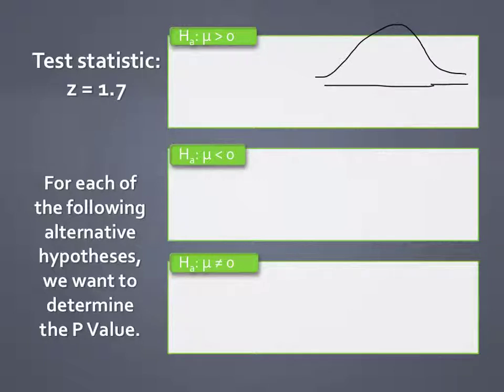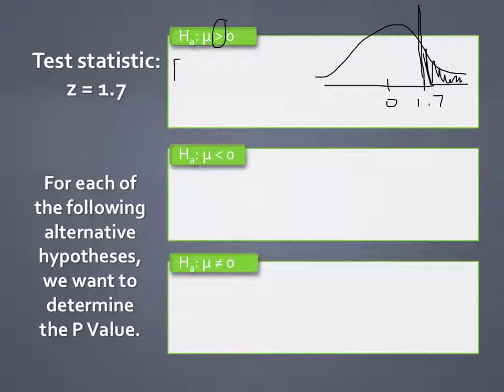I'm going to put 0 right in the middle. We know that 1.7, because it's positive, would fall above 0. And this first alternative tells us to shade above the curve because the alternative hypothesis is greater than 0. I'm going to look up 1.7 in Table A.